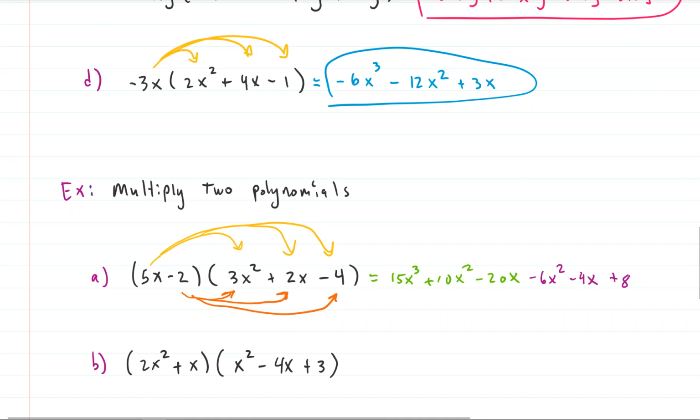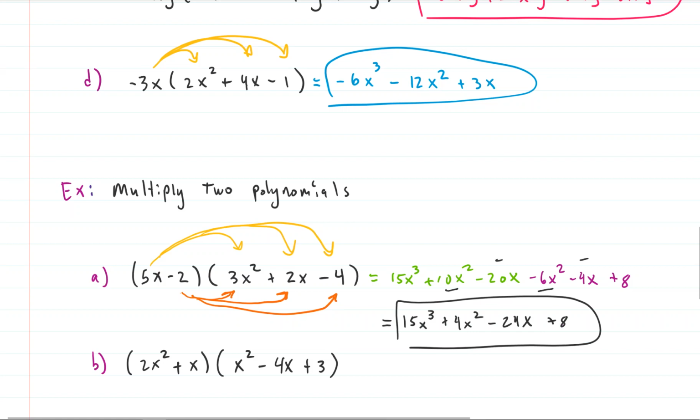So let's do it. This gives us, we only have one x cubed term, so we just bring it down. We've got an x squared, a 10x squared, and a -6x squared, so that gives us +4x squared. And the x's, we've got a -20x and a -4x, so -24x. And that's it, besides the +8. So we're done.